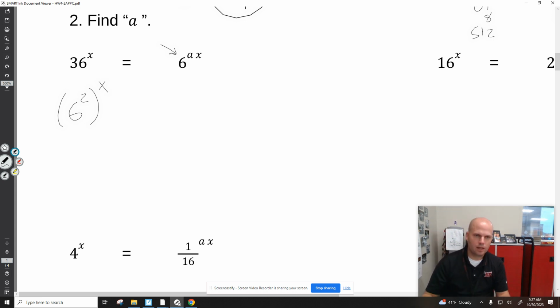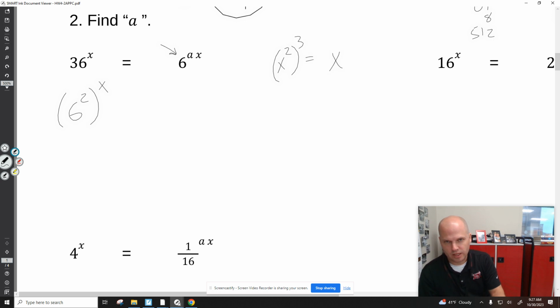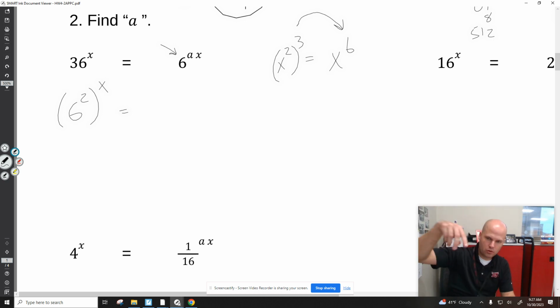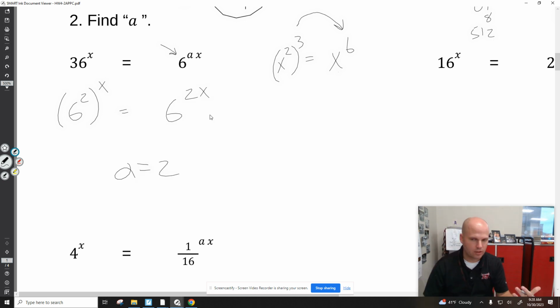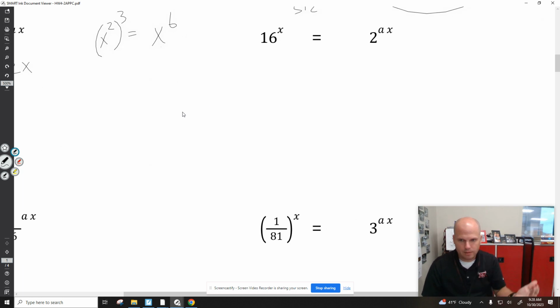Then again, we go back to our powers. X squared cubed is x to the sixth. In this situation, I'm going to first rewrite this as 6 squared. And then 6 squared to the x power, just like x squared to the third power, you can multiply the powers together. It's the rule that you could follow. Make sure you understand the rule. X squared times x squared times x squared. You get 6 to the 2x. So a is 2. A lot of you could just figure this out without doing that work, but we're going to show it anyways.